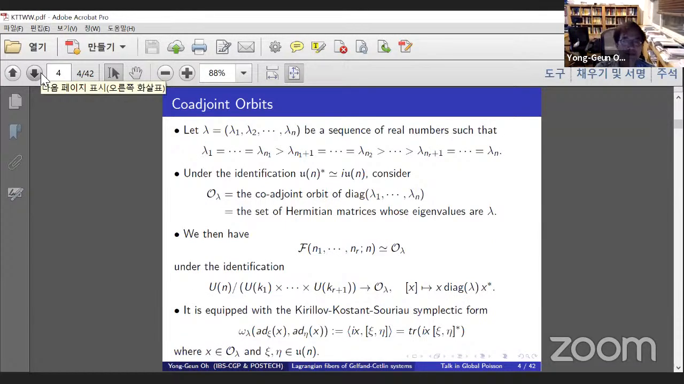Okay, and there is a canonical symplectic form on this partial flag manifold as a coadjoint orbit. These are descriptions. All these partial flag manifolds are symplectic manifolds as coadjoint orbits. These orbits are classified by these eigenvalues, this nested sequence of eigenvalues. And the symplectic form is this celebrated form by Kirillov, Kostant, Souriau, written as here.